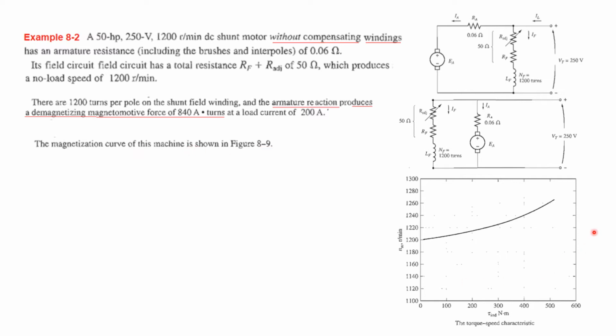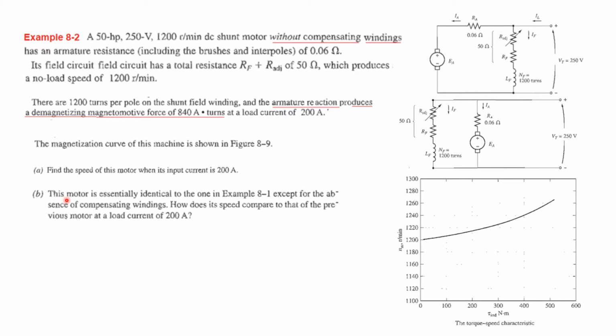So this is the magnetizing curve, which is the induced torque versus the speed. Now, the first part: find the speed of this motor when its input current is 200 amperes.